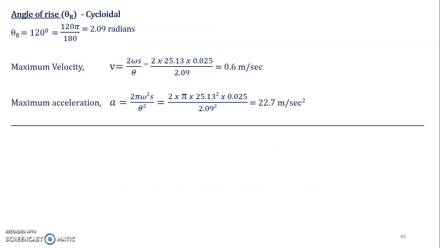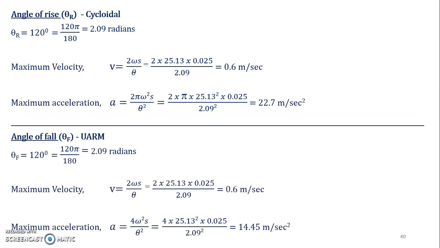Then angle of rise, theta r, is 120 degree, but we want it in radians. So get that value and then substitute it in the equations. 2 omega s by theta. Here theta is angle of rise theta. So substitute that and get the answer. Similarly for the angle of fall also, which follows the UARM. Again the degree is the same, 120 degree, and substitute their formulas and get the answer. So maximum velocity we will get as 0.6 meter per second and acceleration as 14.45 meter per second square.